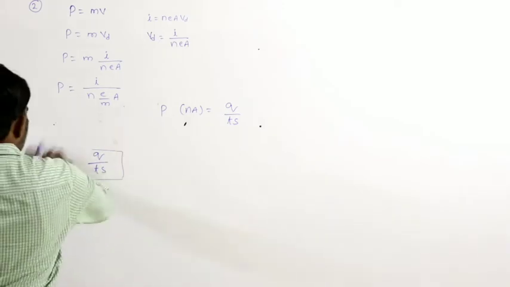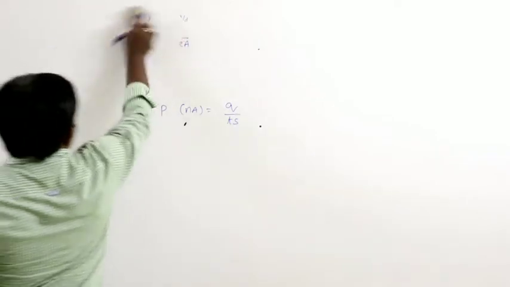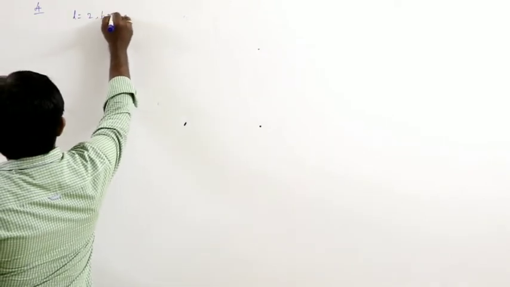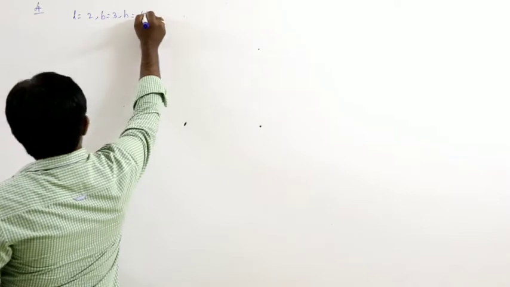Next, same page, see question number 4. The sides of a rectangular block are 2, 3 and 4 centimeters. The ratio of the maximum to minimum resistance between its parallel faces. Length 2, breadth 3, height 4.